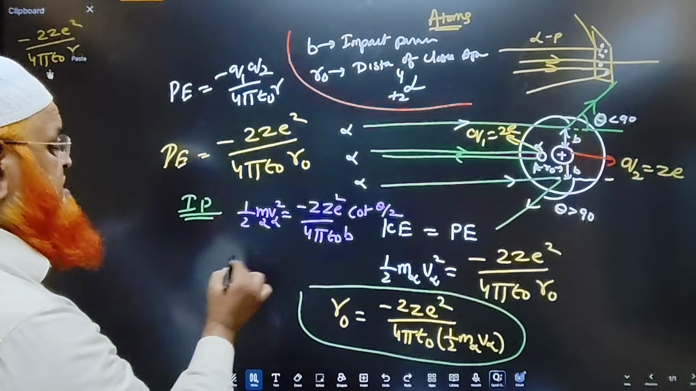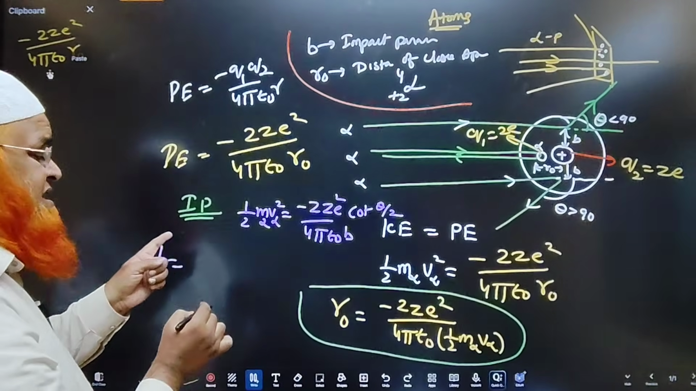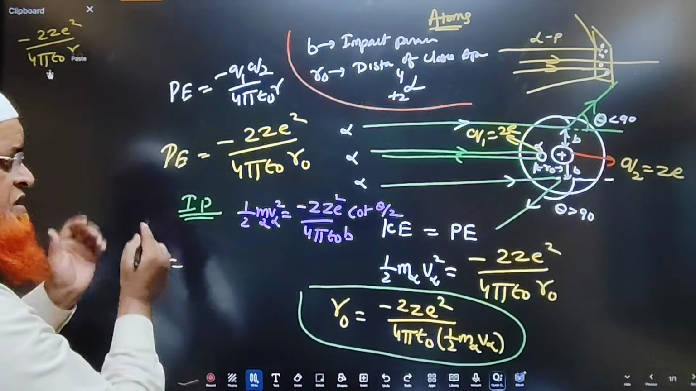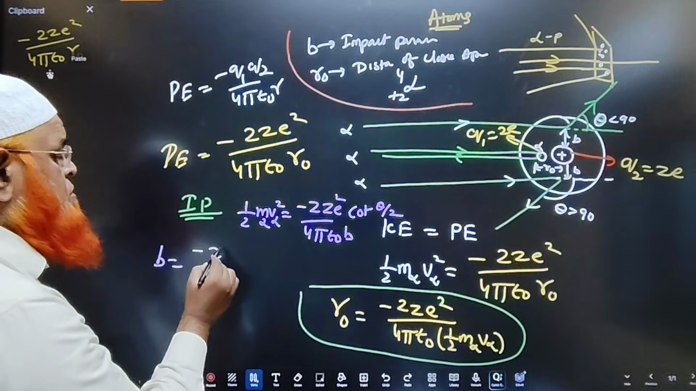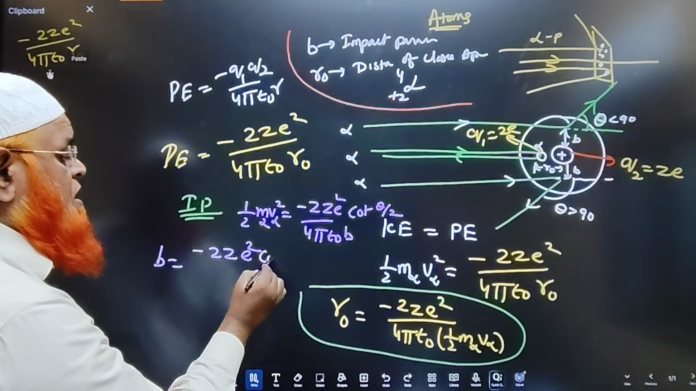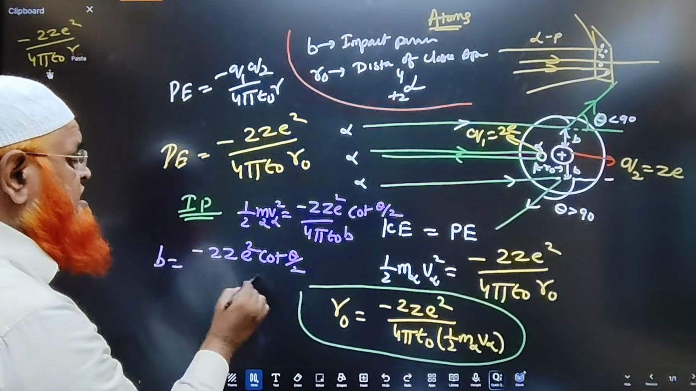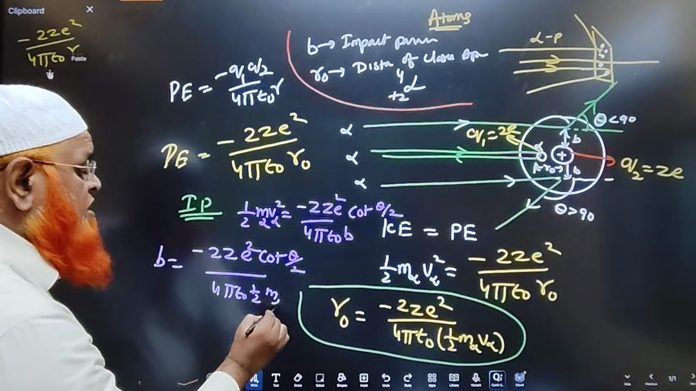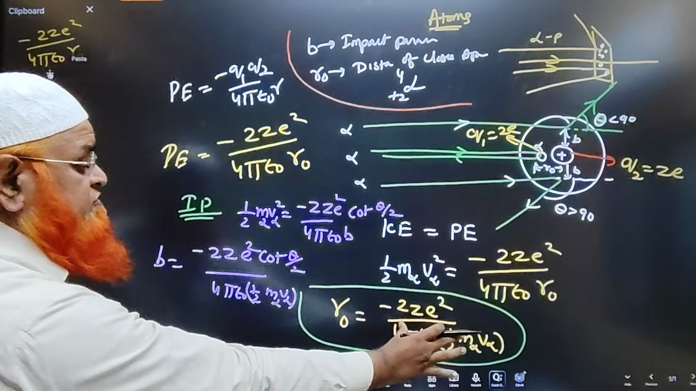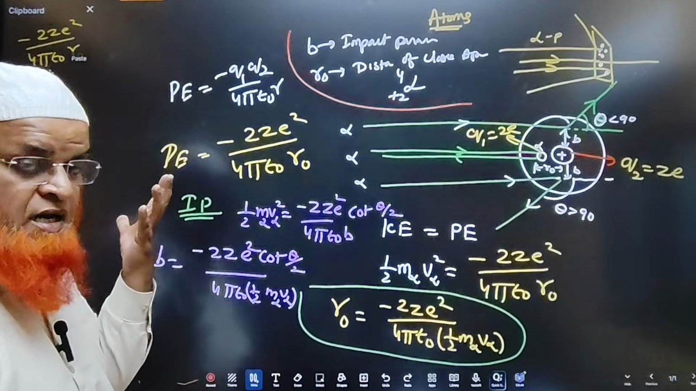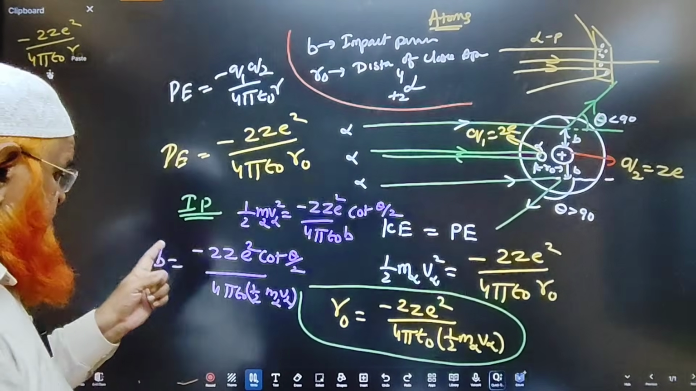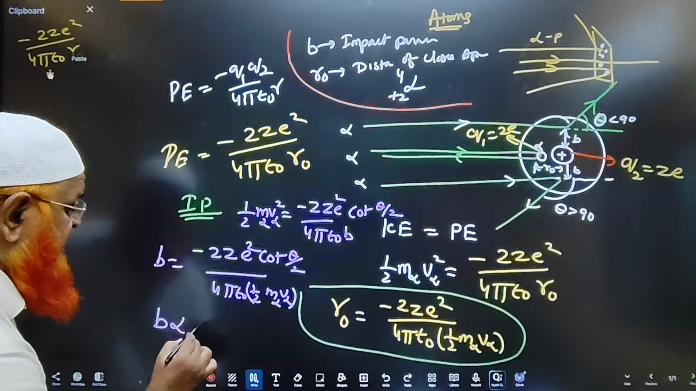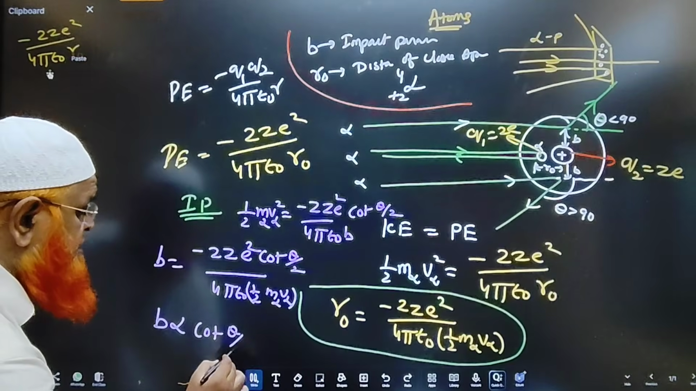So what do you understand from this? What is b here? b is nothing but the impact parameter. Taking b upwards, b is equal to 2Ze square cot theta by 2 divided by 4 pi epsilon naught into half m alpha v alpha square, the same formula but with the extra cot theta by 2 coming in. So it is understood that b is directly proportional to cot theta by 2.